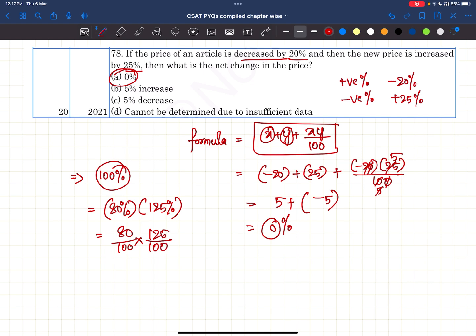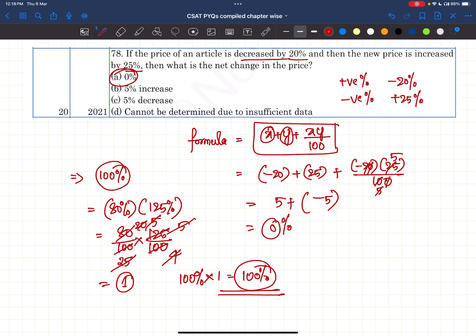Now 25 fives are 125, all gets cancelled, we'll get only 1. That means the earlier value was 100%. The resultant is 1. That means 100%. The remaining is 100% only. That means no net change. 0% increase, or the net change is 0%.